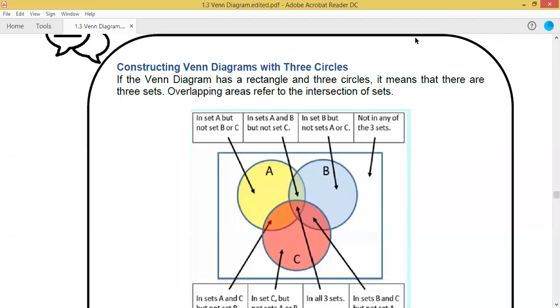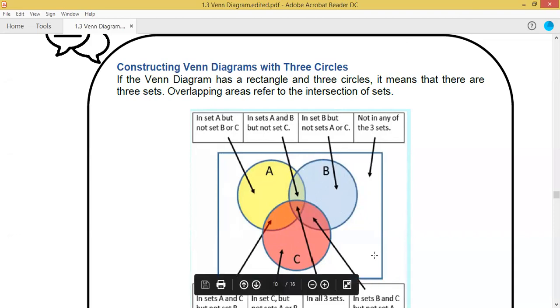Hello, little mathletes. Today, I'm going to share with you how to construct Venn diagrams with three circles. Since there are three circles, it means that there are three sets. We name them Set A, Set B, and Set C. Now take note that the rectangle represents the universal set.